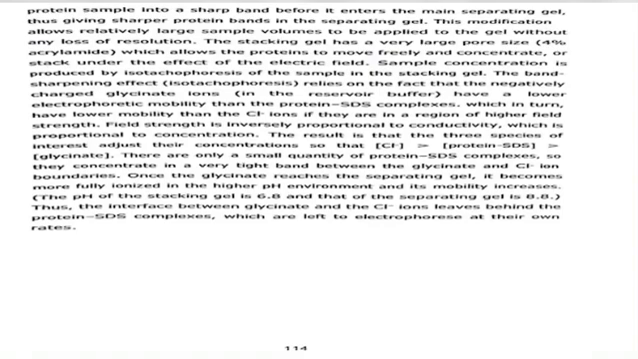The band sharpening effect (isotachophoresis) relies on the fact that the negatively charged glycinate ions in the reservoir buffer have a lower electrophoretic mobility than the protein-SDS complex, which in turn have lower mobility than the chloride ion, if they are in a region of higher field strength. Field strength is inversely proportional to conductivity, which is proportional to concentration. The result is that the three species of interest adjust their concentration so that the concentration of chloride ion is greater than protein-SDS, which is greater than glycinate.